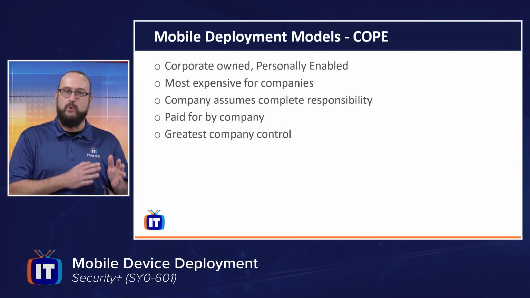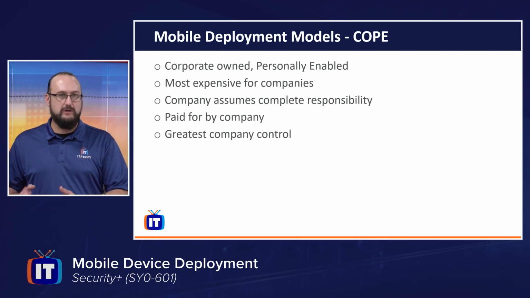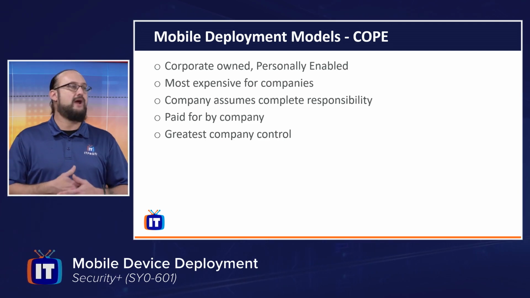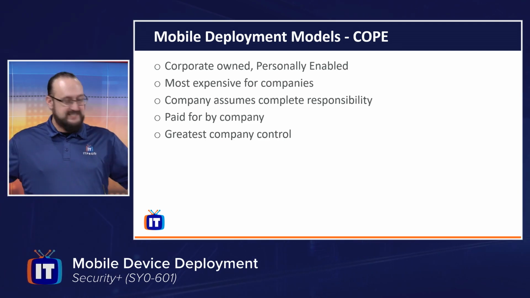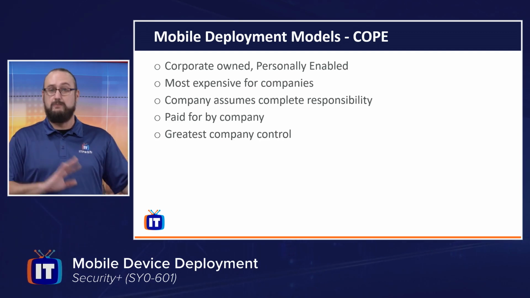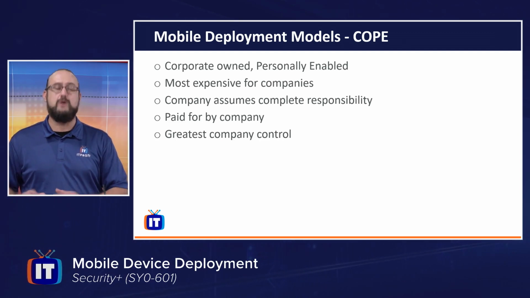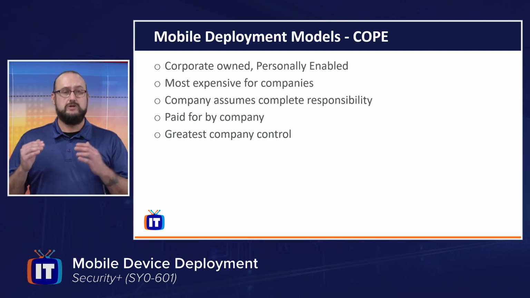They're not managing more than one device, more than one model, if you will, right? If a company said, hey, all we're going to support is iPhones, that's it, just iPhones. You either get on board with that or you don't have a company phone. That would be an example of COPE.